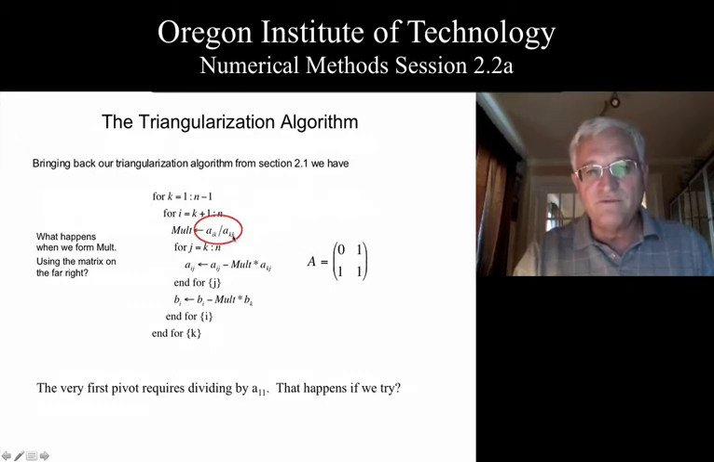If we apply this very simple matrix to this algorithm, we're going to end up dividing somewhere by a diagonal. We're going to go through every diagonal element and divide by it somewhere. And right out of the chute, we have A11 that's equal to 0. Well, dividing by 0 is not a pretty picture.